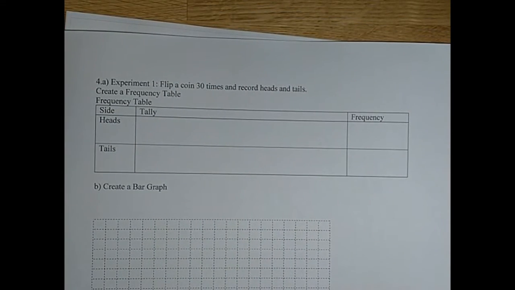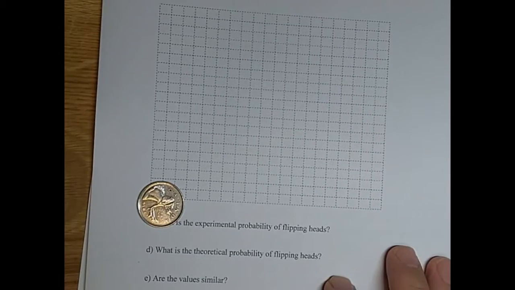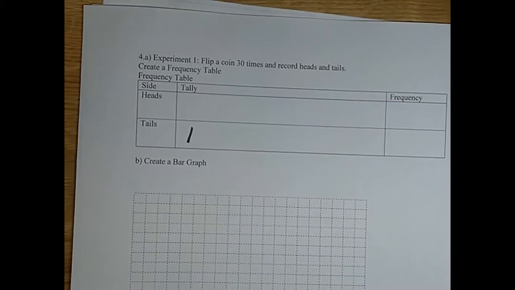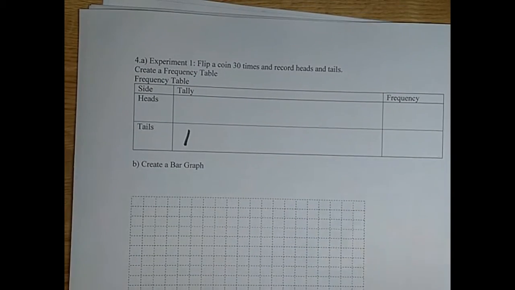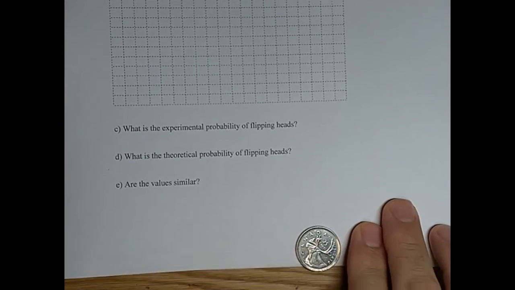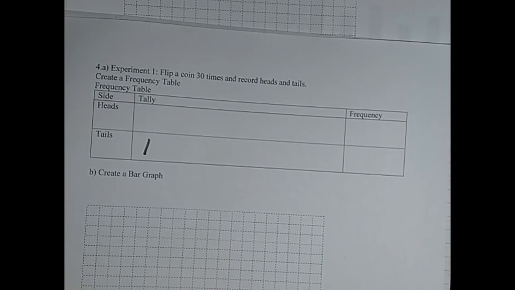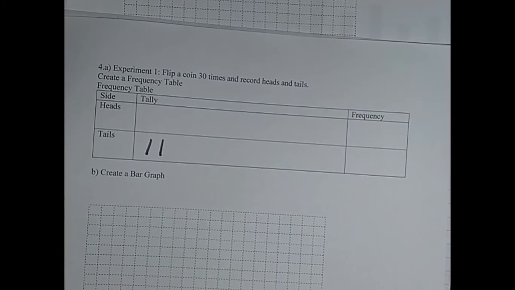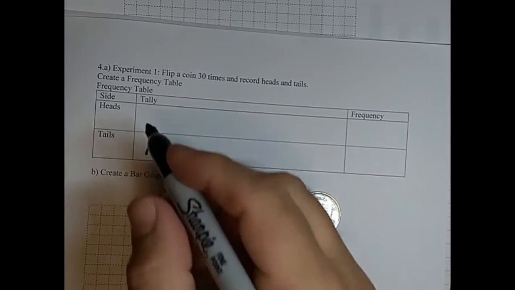Experiment 1, flip a coin 30 times and record tails and heads. So you flip your coin. That wasn't a good flip. I won't count that. I flipped it. I got a tail. I recorded tail over there. Okay, I flip it. Okay, it's way down here. We got another tail. So I record a tail. I flip it again. Now I got a head.